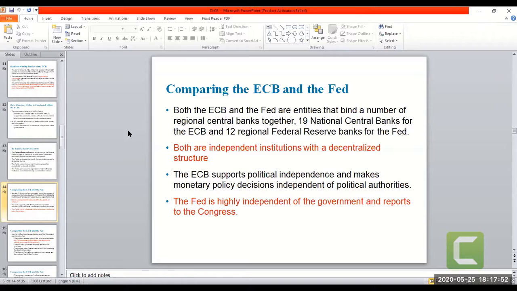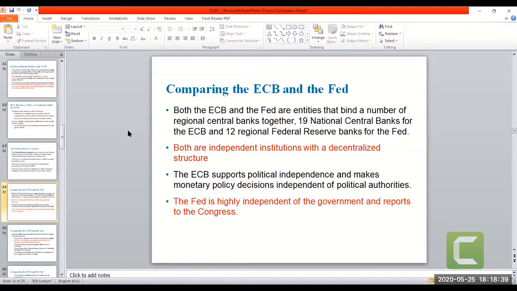Therefore, both are independent institutions with a decentralized structure. This means each member state, for example, in the case of the European Central Bank, has its own central bank, which performs its own monetary policy issues. In the case of the Fed, each of the 12 regional banks has its own objectives, and the Fed has its own objectives. Therefore, independent and decentralized institutions.